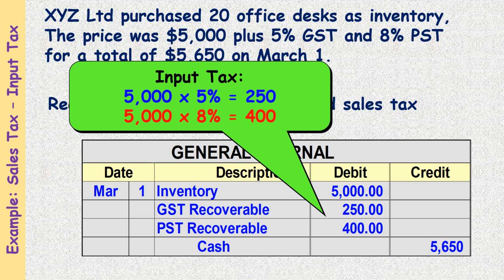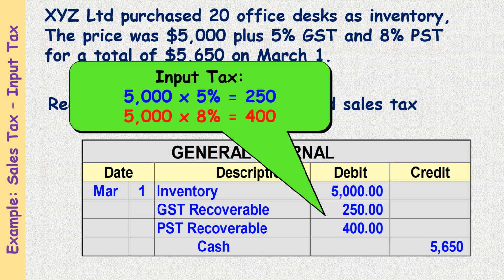Now, XYZ Limited is going to debit the inventory $5,000. That's the cost of the desks, and calculate the GST and PST to be $250 and $400. Now, XYZ Limited will debit these as well in the accounts known as GST recoverable and PST recoverable. The reason these accounts are recoverable is because this is the tax that is an input tax, which is to be received, which will be recovered or refunded by the government.